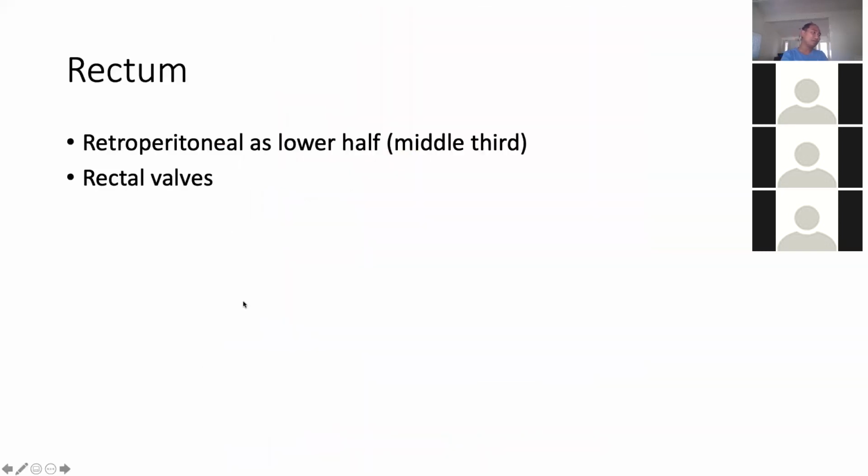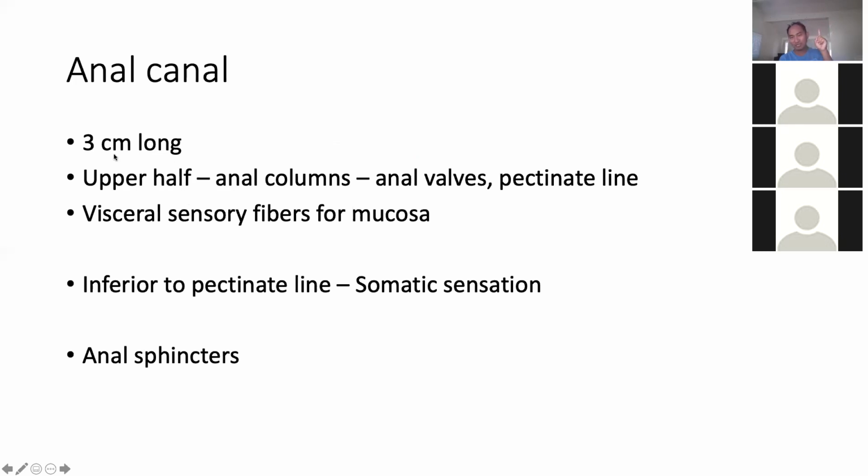The rectum is a retroperitoneal structure, especially the lower third. If we divide the rectum into upper third, middle third, and lower third, the sigmoid colon continues as the rectum, which is more or less straight. The upper portion of the rectum might stay with some mesentery, or be slightly retroperitoneal, but from the middle to lower third it really becomes retroperitoneal, and the rectum has the rectal valves, which we saw. And the anal canal is only 3 centimeters long. So somebody's anus is only 3 centimeters long.